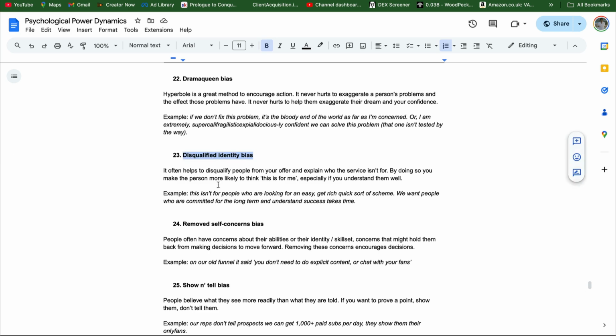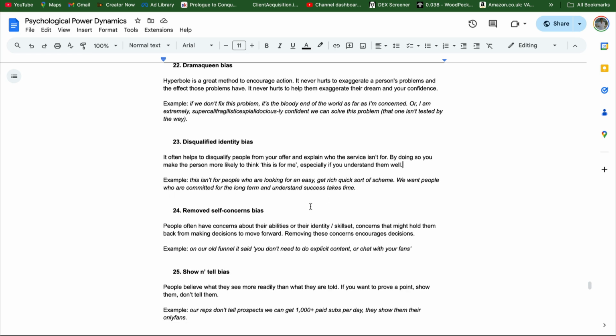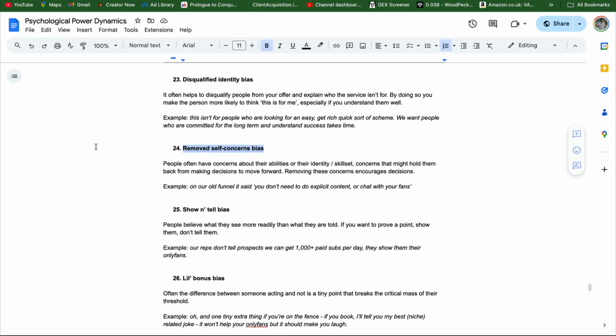23, disqualified identity bias. It often helps to disqualify people from your offer and explain who your service isn't for. By doing so, you make the person more likely to think that this is for me, especially if you understand them well. Example, this isn't for people who are looking for an easy, get-rich-quick sort of scheme. We want people who are committed for the long term and understand that success takes time.